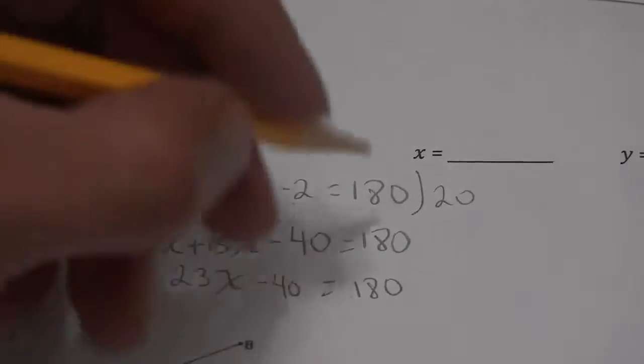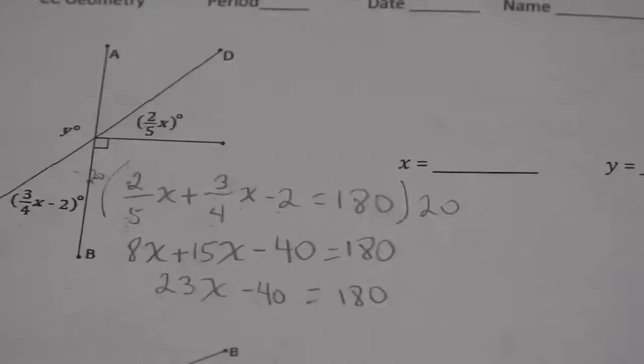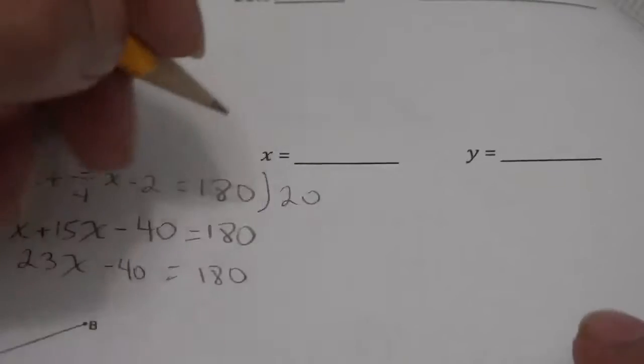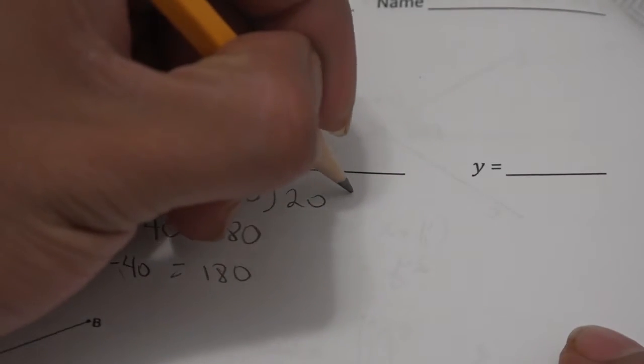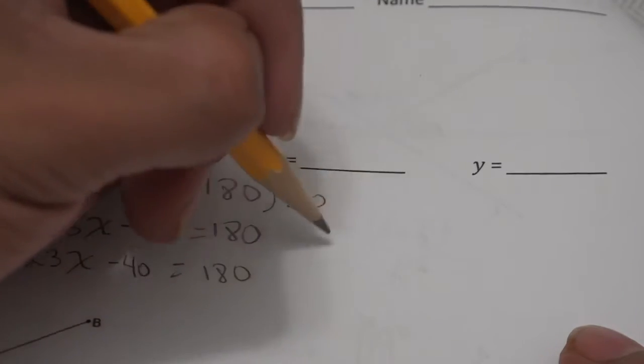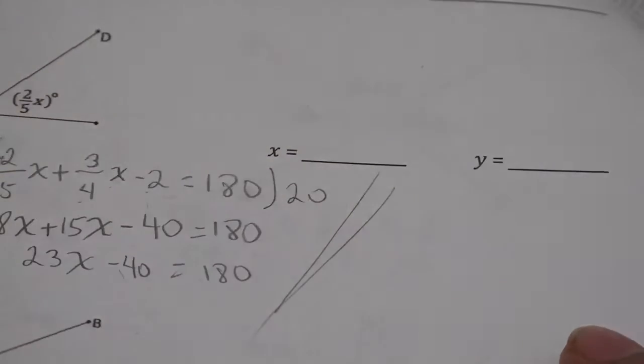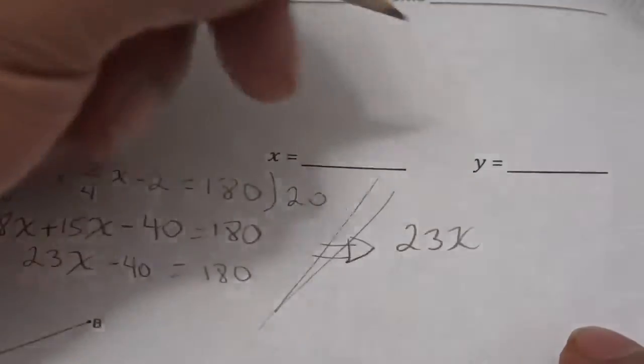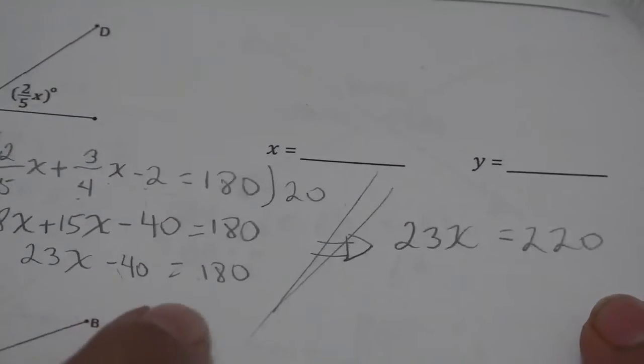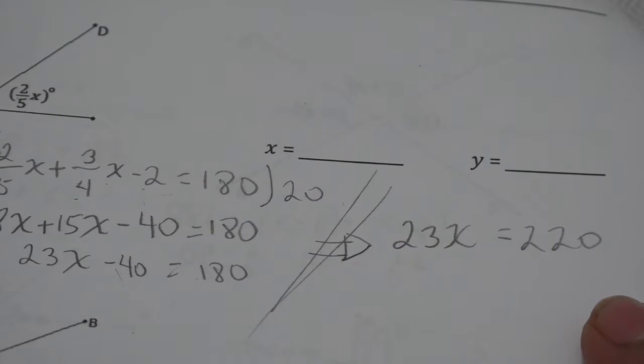Add 40 to both sides and you get, I'm gonna actually do it over here. So you get 23x. Okay, how do I do this? Continue, right? That's what I'm gonna do. Or you could just do an arrow here. All right, so I have 23x equals 220, because 180 plus 40 is 220. Okay, then now I gotta divide by 23. So what is that?